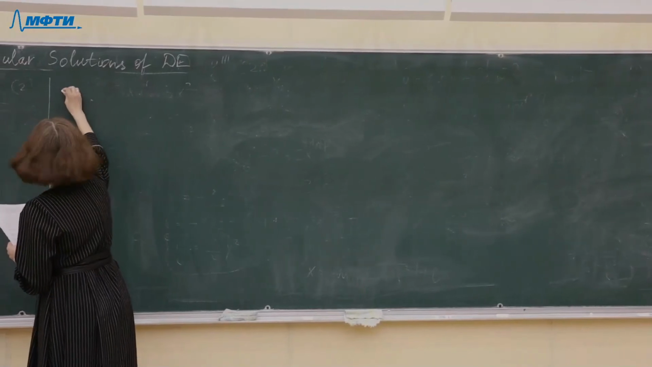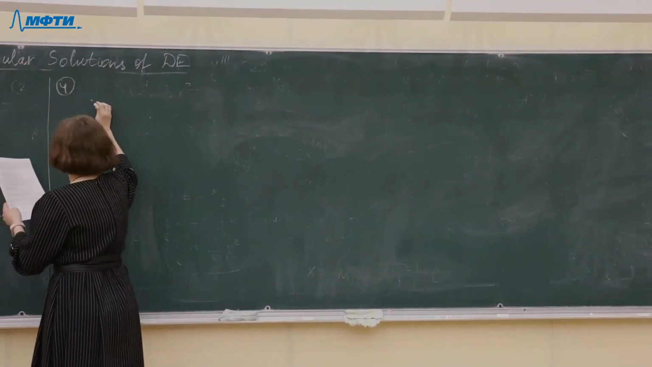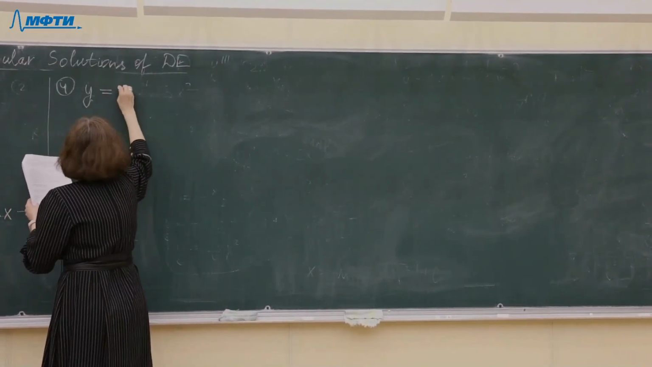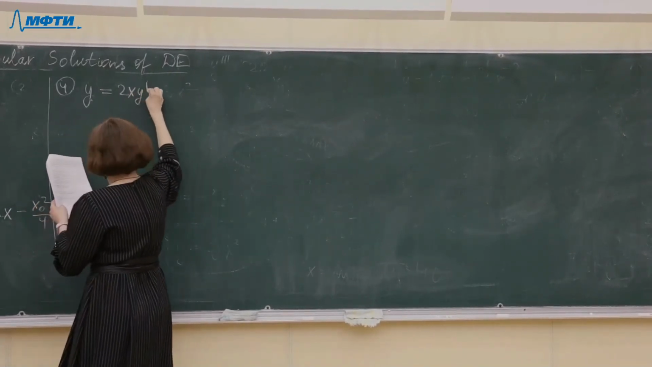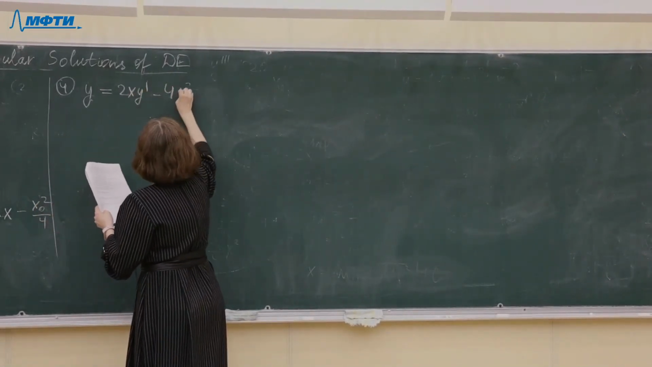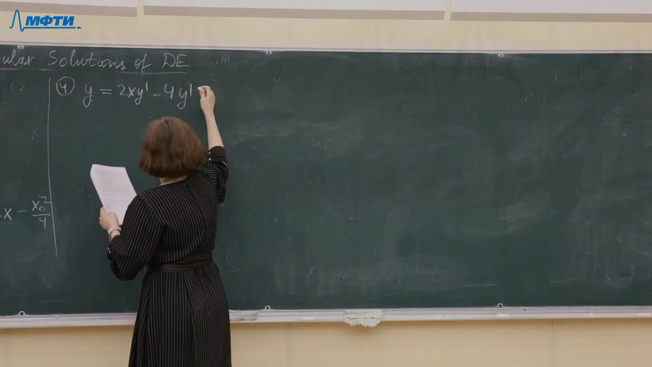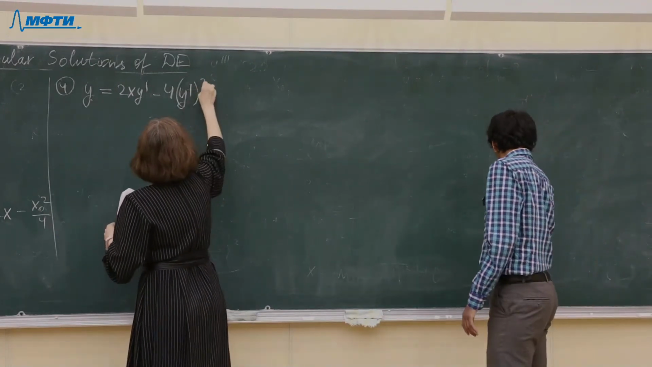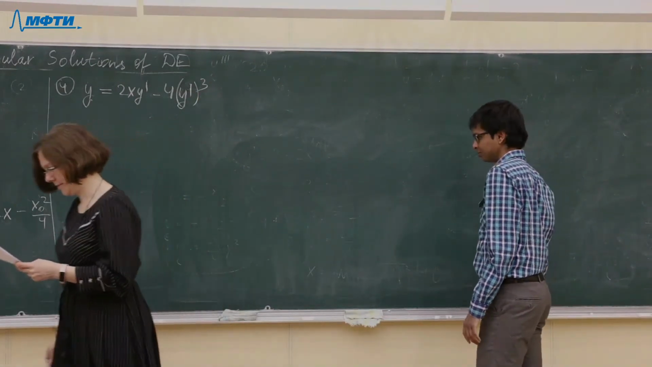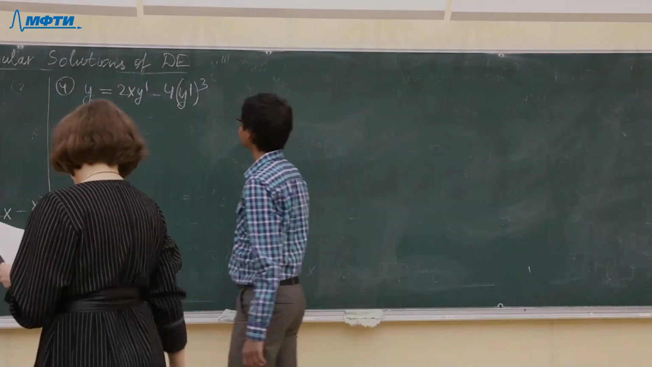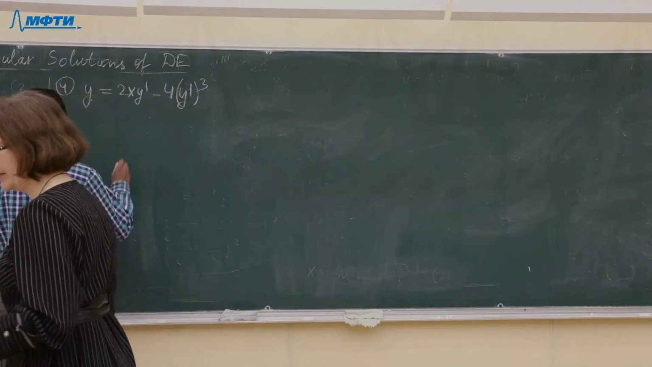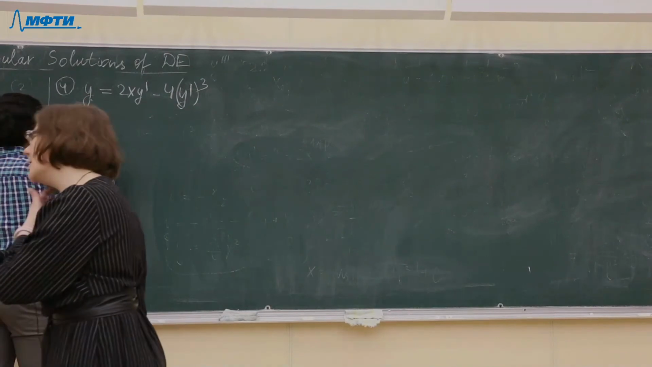So the next, number 4: y equals 2xy prime minus 4y prime cubed. Find general and singular solutions.